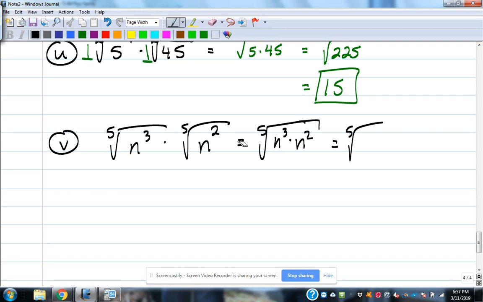What's the rule about exponents when I multiply? Add them, so that's going to be n to the 5th on the inside, which is better than n to the 6th, because now I know that because it's a radical expression, I can rewrite it as a rational exponent and just n to the 1st power is what it simplifies out to be. Now, that is kind of nice there.